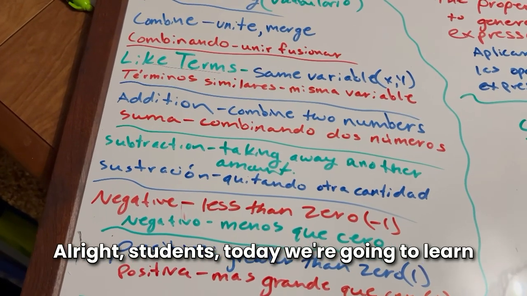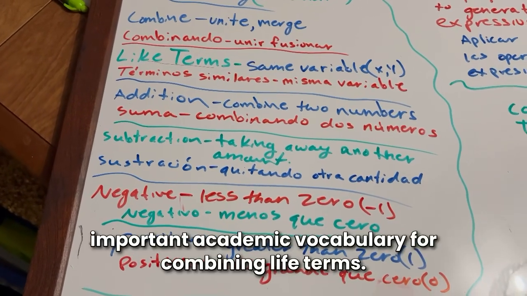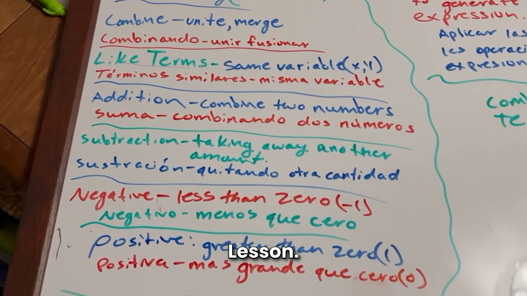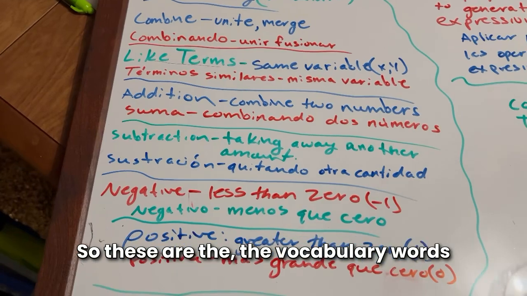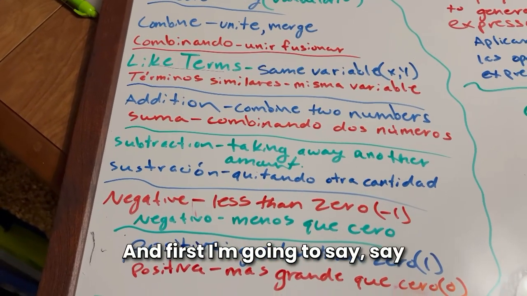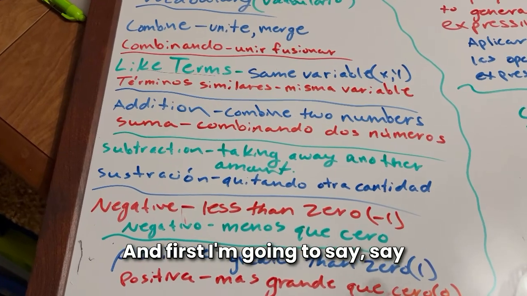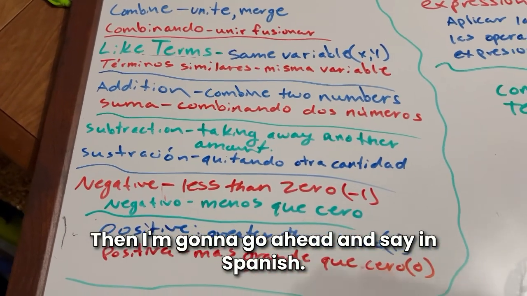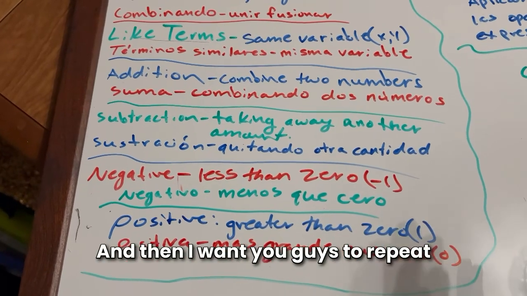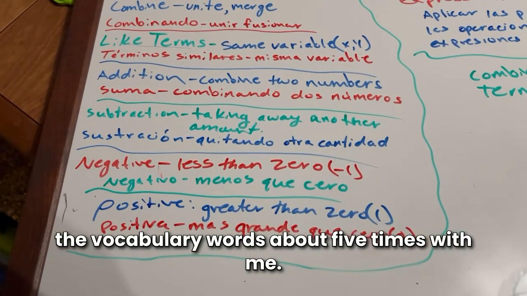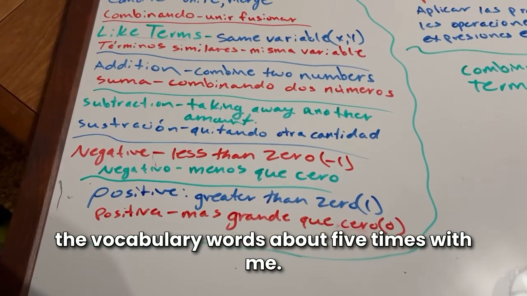So first, I'll go with this. All right, students, today we're going to learn important academic vocabulary for the combining like terms lesson. These are the vocabulary words that we are going to learn. First I'm going to say the word and the definition in English. Then I'm going to say it in Spanish. And then I want you to repeat the vocabulary words about 5 times with me, okay?